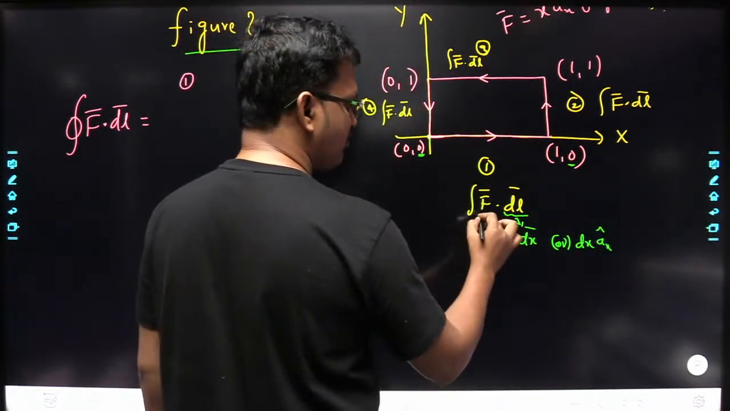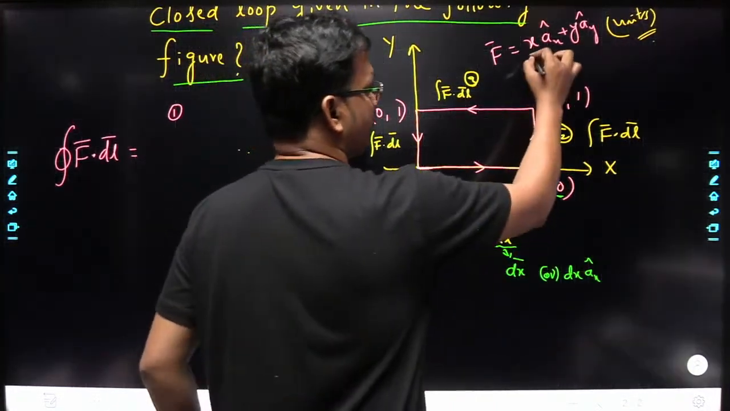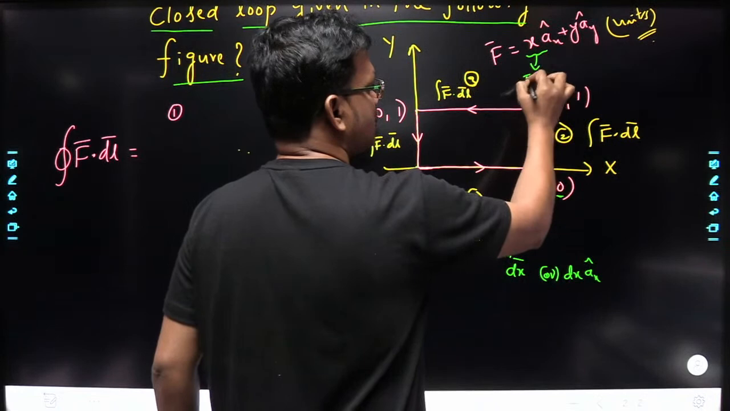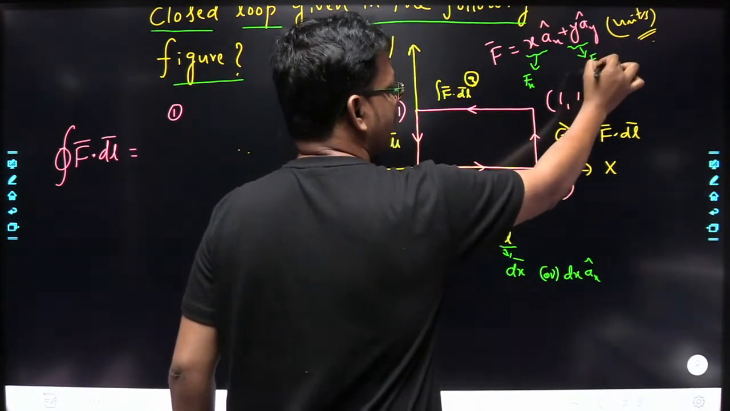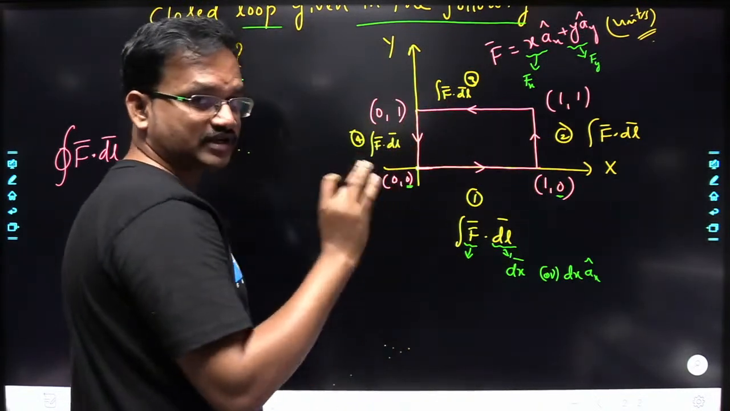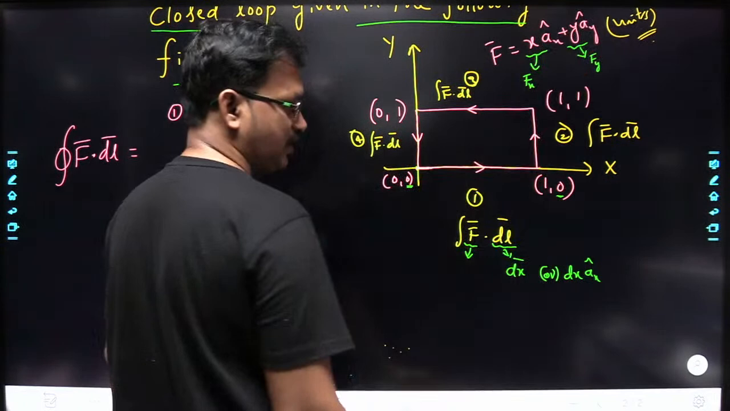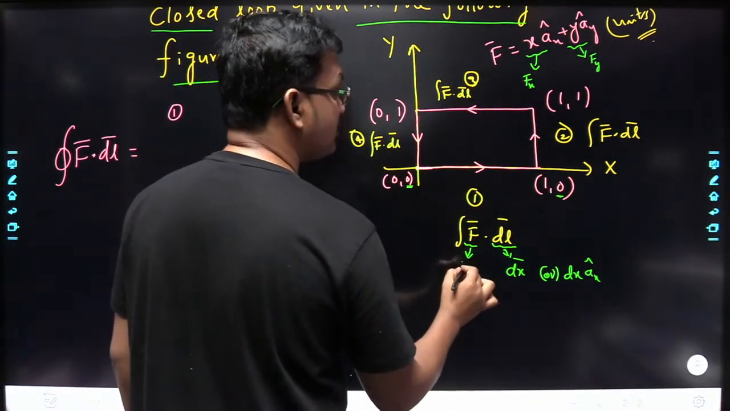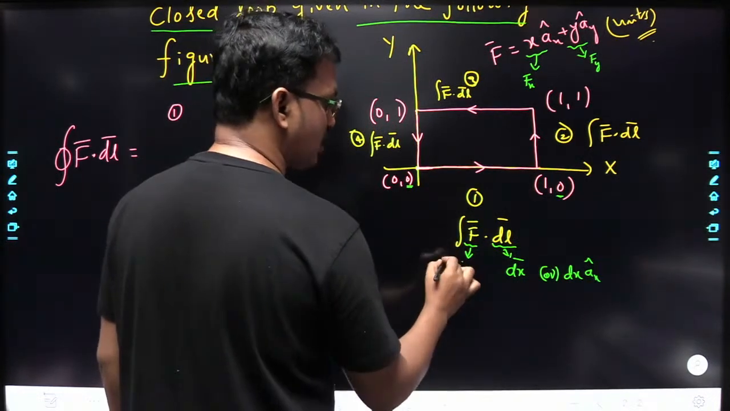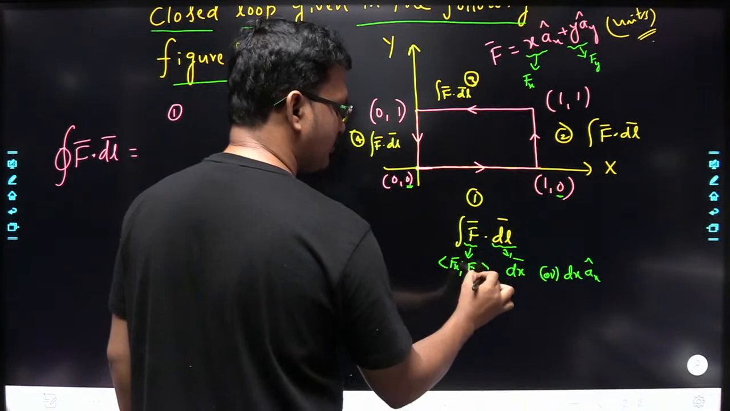Now what is f bar here? F bar is going to have x component and y component. So x component is x and y component is y. So whenever they give the vector field, try to represent the x component separately and y component separately, right? F bar is going to have the x component as well as the y component.